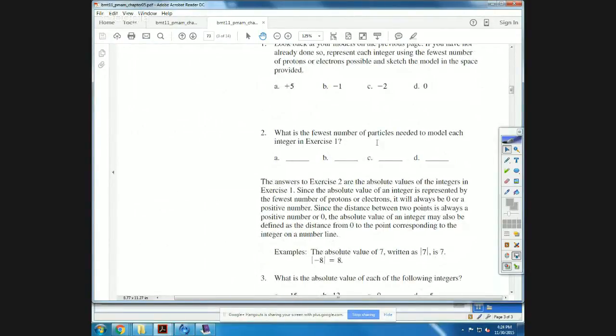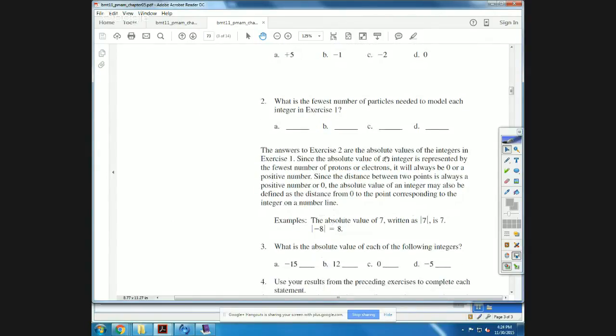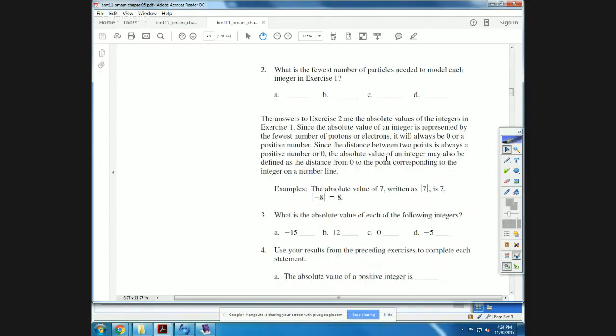So question number 2 is getting at the idea of absolute value. What's the fewest number of particles or toys you can use to represent any one of those numbers? So the fewest number for positive 5 is 5. The fewest number for -2 is 2. And so absolute value is an important idea also when we're working with integers. We have positive, we have negative, we have 0, we have absolute value. The idea of being the opposite, that's a whole nother tricky thing.